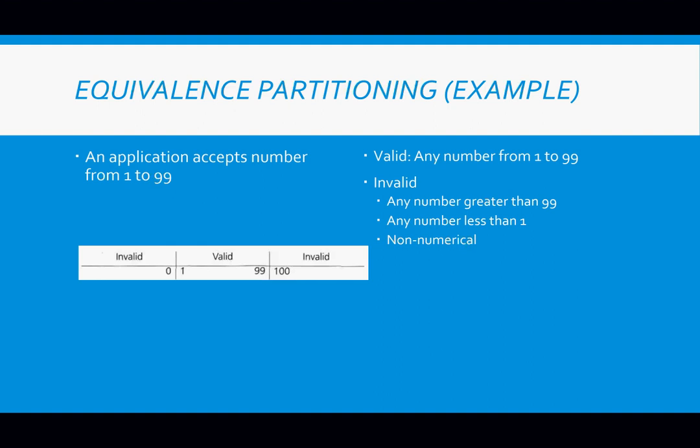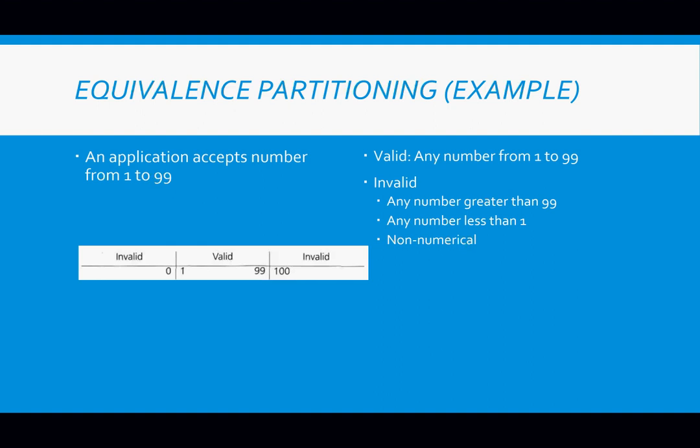Then you go to the invalid partition. The invalid partition can also have different groups. The first group we have is any number greater than 99. In that group, you can decide to take any number that is above 99.